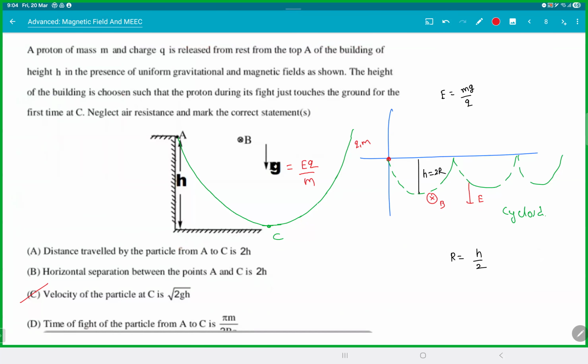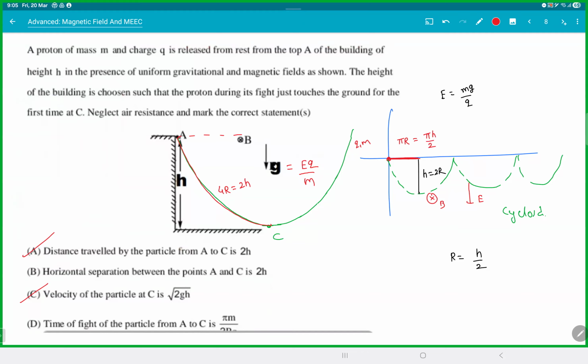So from A to C, what is the length of this curve? From A to C, this curve will be 4 times r. And r is h by 2. So this is 2h. First option is right. Making sense? And from here to here, this is a half circle. So you're asking this distance. How much is this? Half of 2 pi r, right? So pi r. But what is r? r is h by 2. So that's pi h by 2. He's asking from A to C.